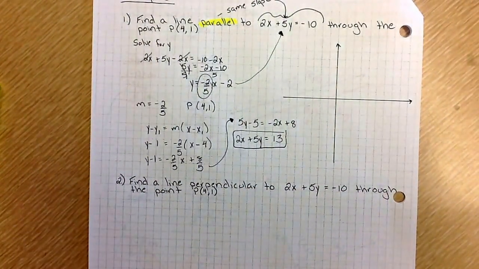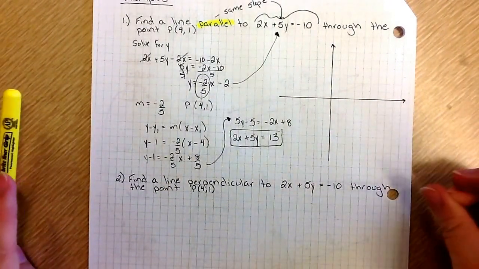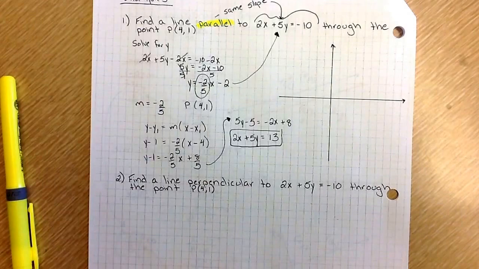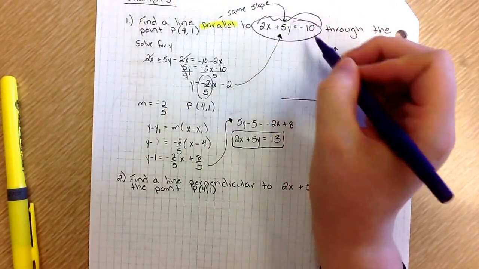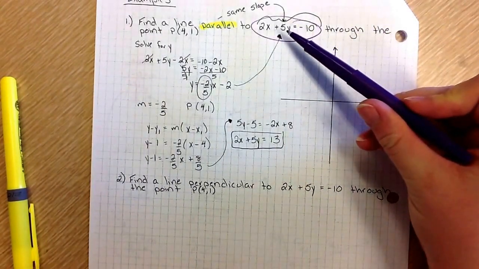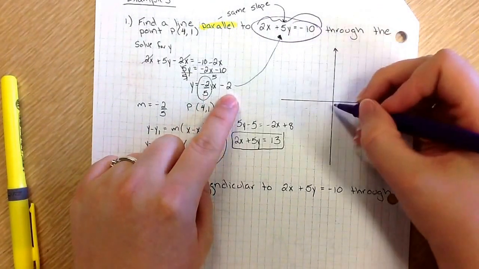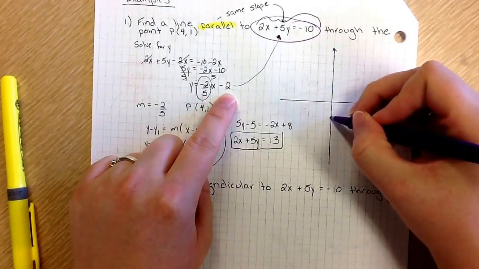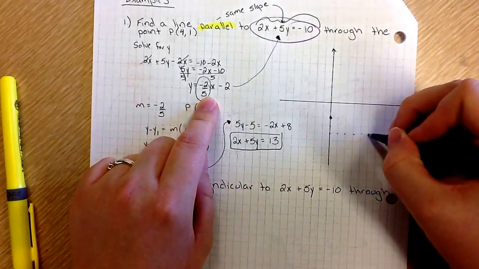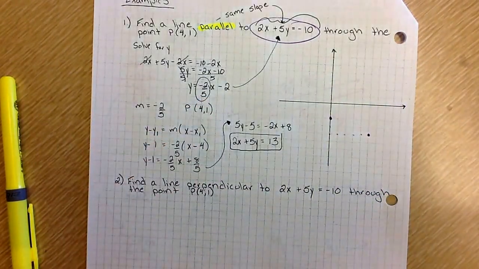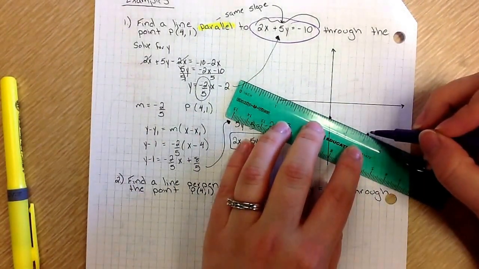Okay, so any questions on that one? We could sketch it over here to double check. This line, we'll call the purple line. Here's the equation. It has a y-intercept of -2 and a slope of -2/5. So down 2, run 5: 1, 2, 3, 4, 5. So it's going to look like this.